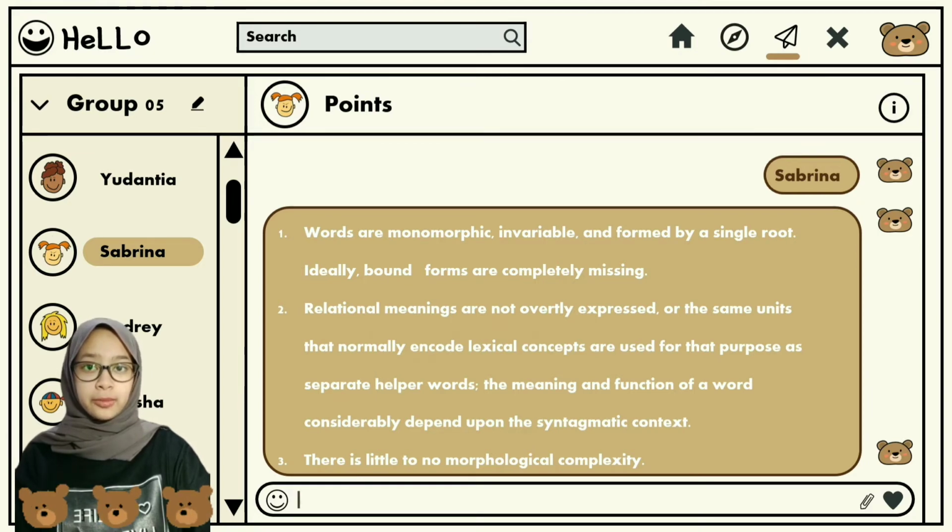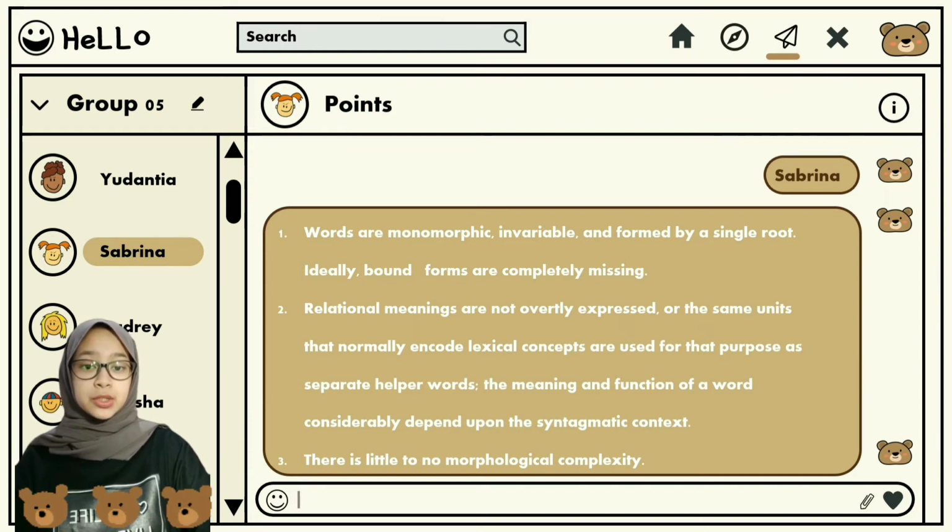First, words are monomorphic, invariable, and formed by a single root. Ideally, bound forms are completely missing. And position is the main way of expressing the relationship between each independent word. Next, relational meanings are not overtly expressed. The meaning and function of a word considerably depend upon the syntagmatic context.